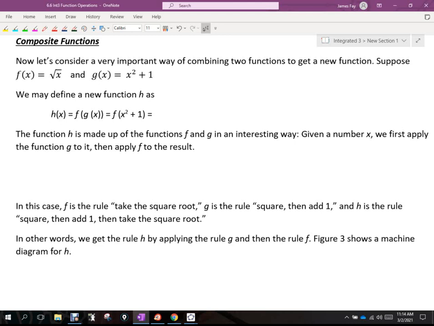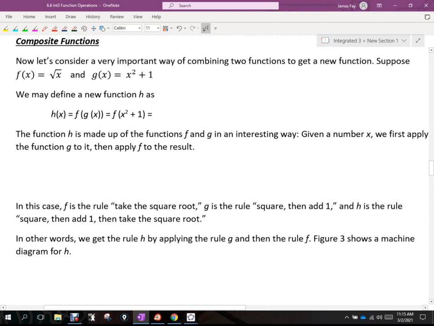Now, the notation for this can be kind of fuzzy for people. Says we're going to consider these 2 functions. Actually, I'm going to go a little bit easier. Let's take these 2 functions out right now.